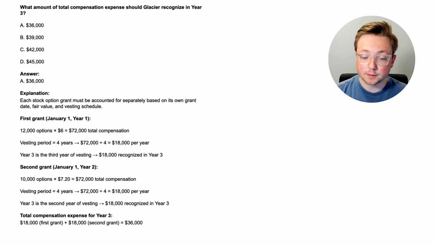That had 10,000 options, and that was multiplied by $7.20 of fair value for each of those, and it ends up being the same. $72,000 of total compensation. Same thing, divided by 4 years, so it's $18,000 again. So $18,000 in year 3 for the second grant as well. So $18,000 plus $18,000 gives you $36,000 of total compensation expense in year 3 between the 2 grants. So again, just kind of doubling what we did in question 2. Now let's go to the next question.